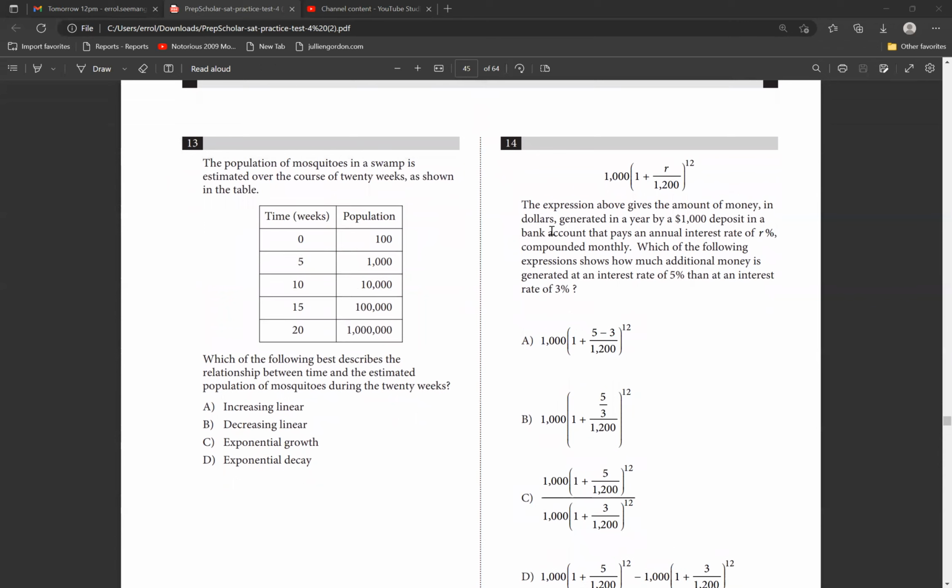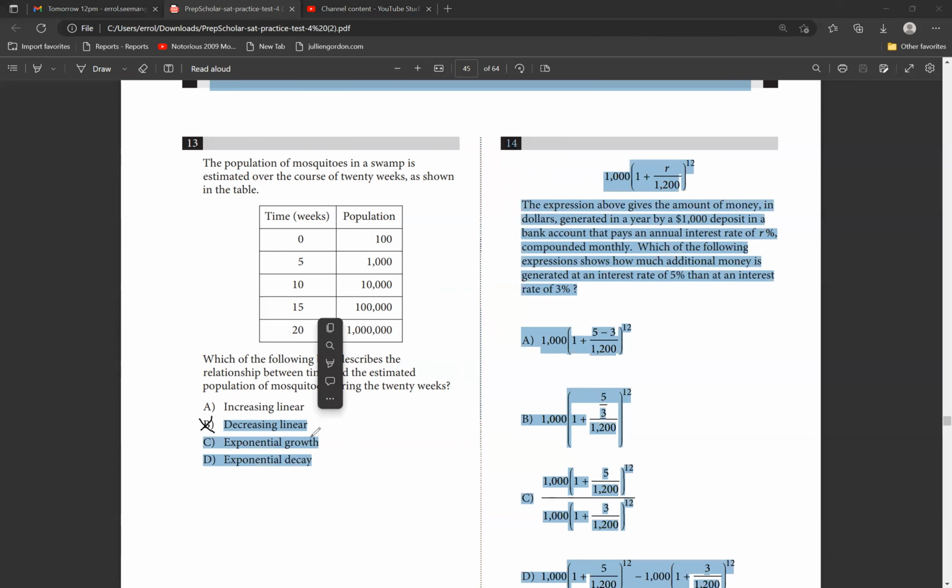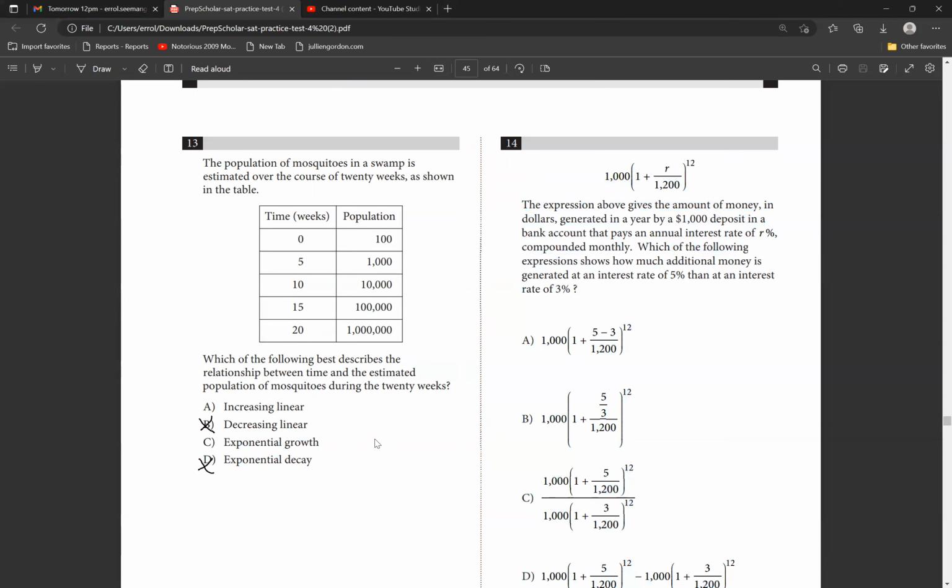13. The population of mosquitoes in a swamp is estimated over the course of 20 weeks, as shown. Which of the following best describes the relationship between time and the estimated population of mosquitoes during the 20 weeks? Increasing linear. Okay, it's definitely not decreasing. Not that one. Exponential growth. Okay, it's not decaying, it's not getting smaller. Out of A and C, which one? Exponential growth. Yeah, C. It's growing real fast.